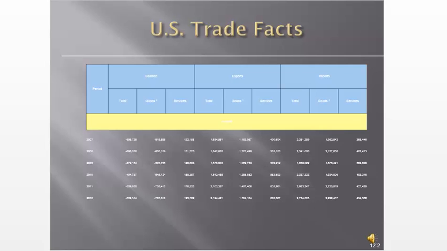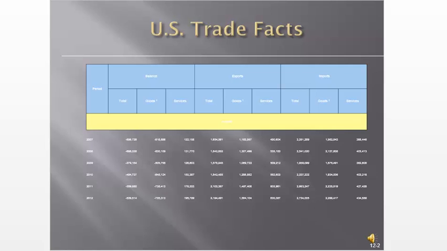A trade deficit occurs when imports exceed exports. In 2012, the U.S. trade deficit in goods was $735 billion. The U.S., however, has a trade surplus in services. A surplus occurs when exports exceed imports. In 2012, the trade surplus in the services sector was $195 billion.